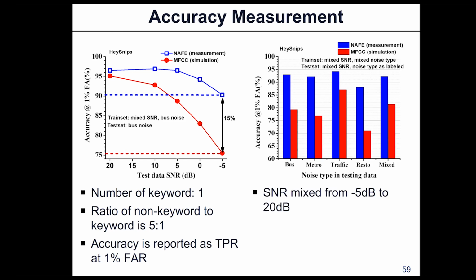Okay, so now the unknown or different noise types, right? We tried different noise types: bus noise, metro noise, traffic noise, retro noise, and so on and so forth. The blue bars represent the proposed work, the normalization circuit, and the red bars represent the conventional MFCC feature. As you can see, across the board, the proposed divisive normalization improves the accuracy by as much as 25% or so. So there's a significant improvement from this simple circuit, and it's essentially my student's ISSCC paper, I guess.